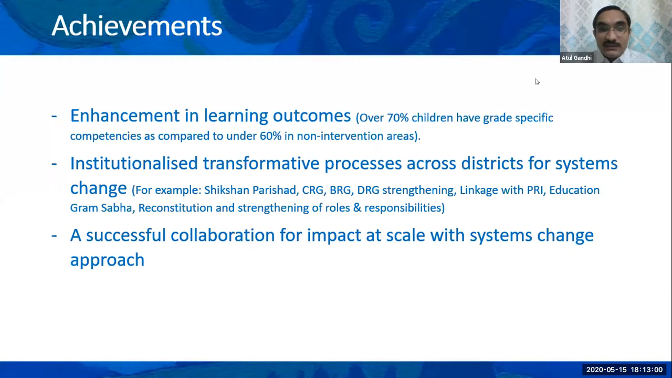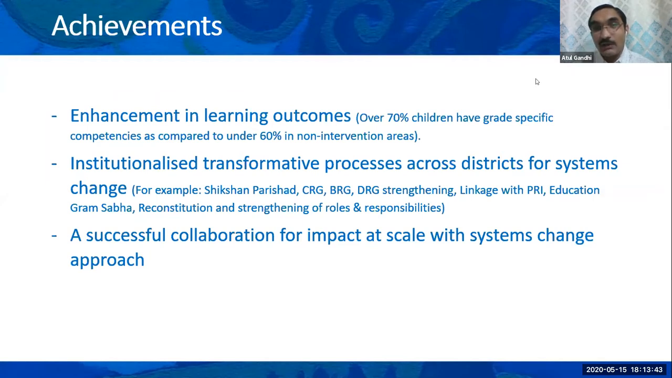What have been the achievements here in the last 4 years? When we conducted a third-party assessment, we found that we have been able to achieve significant enhancement in the learning outcomes. While the focus is on mathematics and language initially, the government's objective is to look at least at a 10% increment in the learning outcomes from the baseline. We see that we have been able to achieve more than 70% children who have earned grade-specific competencies as compared to 60% in non-intervention areas.